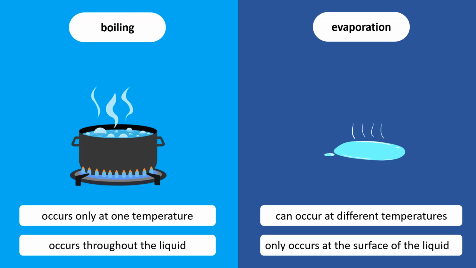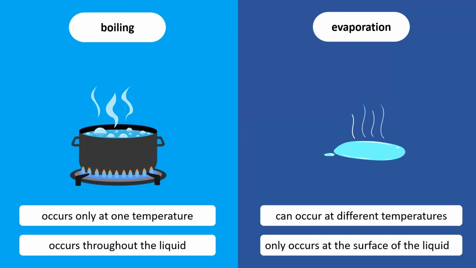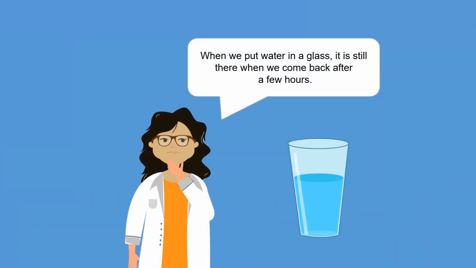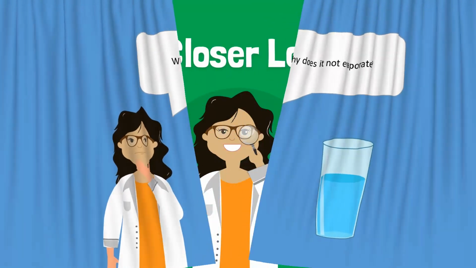So how does this compare with evaporation? Evaporation occurs at any temperature, which means that it doesn't necessarily need to be heated. Evaporation occurs because molecules gain energy. When we pour water into a glass, the water is still there when we come back after a few hours. So why doesn't it evaporate? Let's take a closer look.